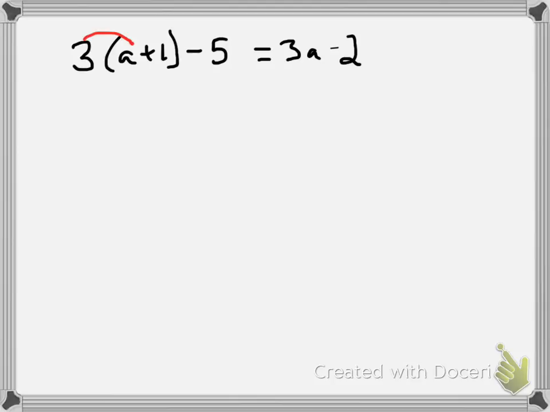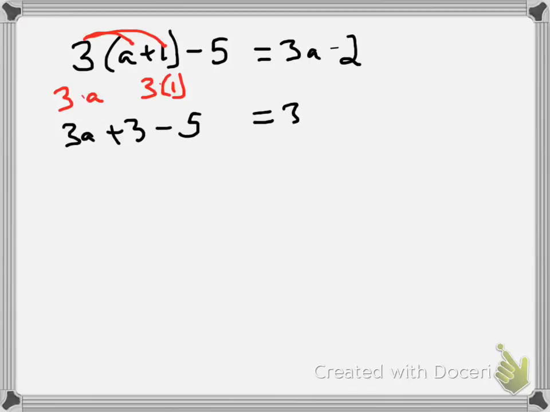So this is just like the last problem. In our head, we just did 3 times a and 3 times 1. And on our paper, we write 3a plus 3 minus 5 equals 3a minus 2. And again, I keep forgetting about my line here. All right. Now, any ideas as to where to go from here?